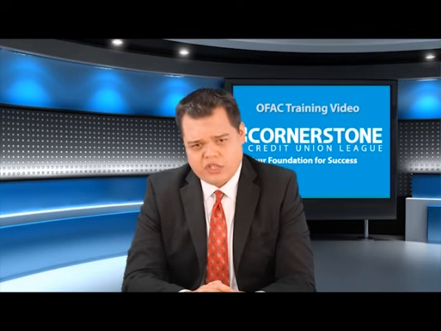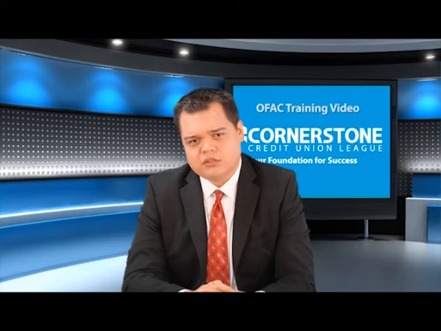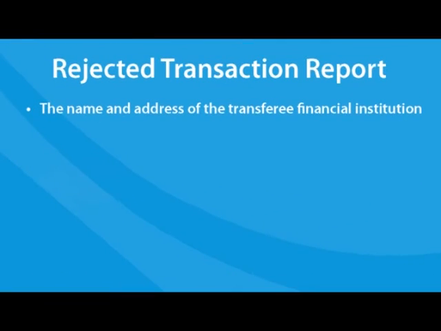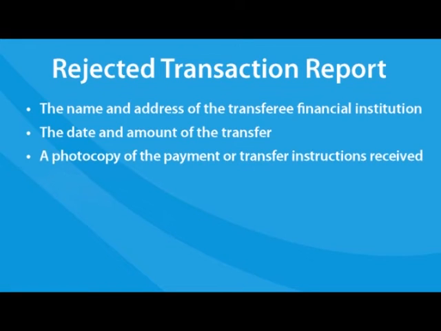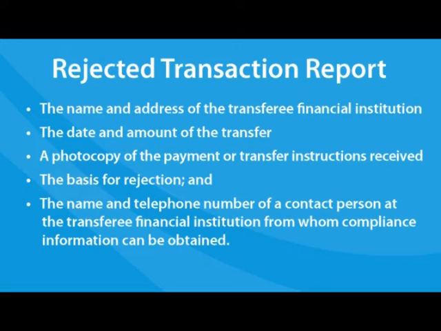If the transaction is rejected, the report must include the name and address of the transferee financial institution, the date and amount of the transfer, a photocopy of the payment or transfer instructions received, the basis for rejection, and the name and telephone number of a contact person at the transferee financial institution from whom compliance information can be obtained.